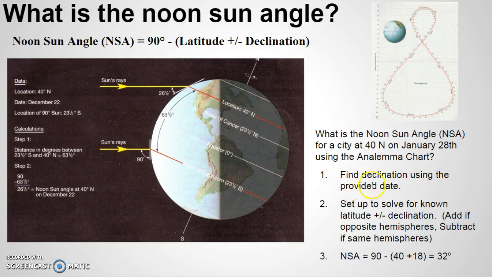So find the declination using the provided date. I found the declination to be 18. So I'm simply setting it up by plugging it into this equation. Set up and solve for the known latitude plus or minus the declination. Add if they're on opposite hemispheres, and subtract if they're on the same hemisphere. Well, 40 degrees north is in this hemisphere, and the declination is in this hemisphere at 18, so I have to add them. So 40 plus 18, I get 58. 90 minus 58 is 32 degrees. I would know that the sun angle is going to be 32 degrees on this particular date, January 28th, at 40 degrees north.